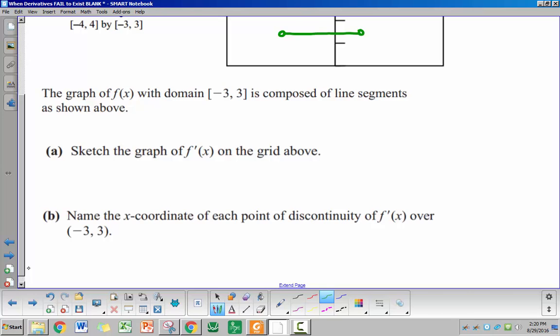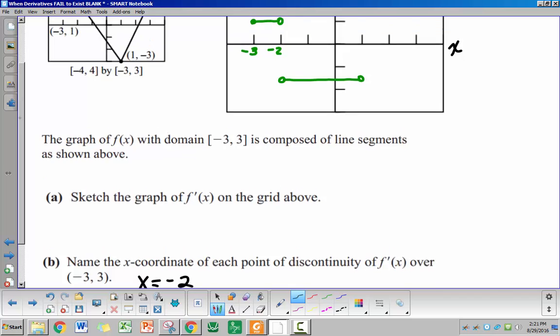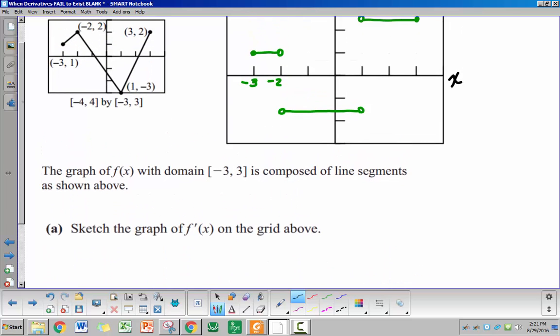All right, what about part B? It says name the x-coordinate of each point of discontinuity of f prime over that interval. Well, we can say at x equals -2 and x equals 1, right? So the derivative does not exist there. Does the derivative exist everywhere else? Meaning, do I have a slope everywhere else except for those points? Because at those corners, you don't know whether to choose the slope of 1 or -5/3, do you? What about here? You don't know to choose -5/3 or 5/2. Okay?